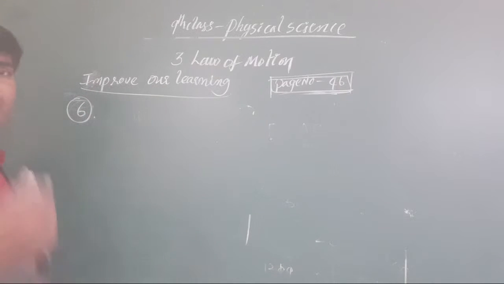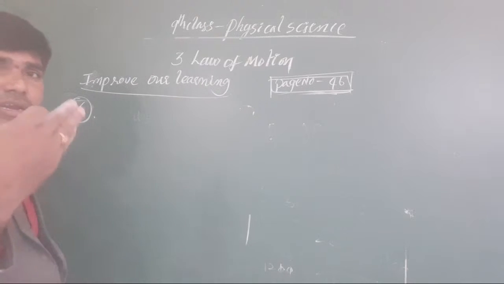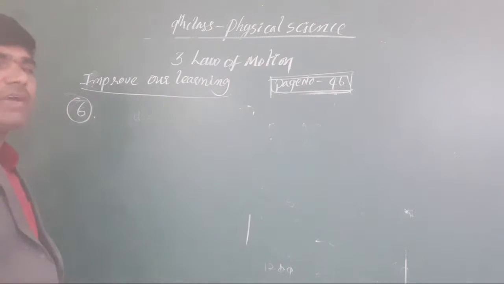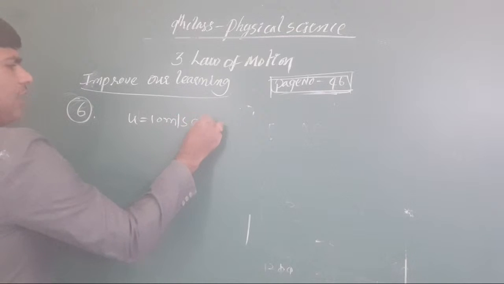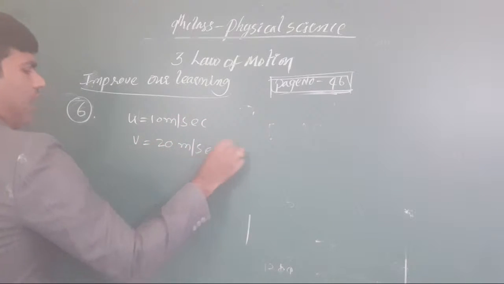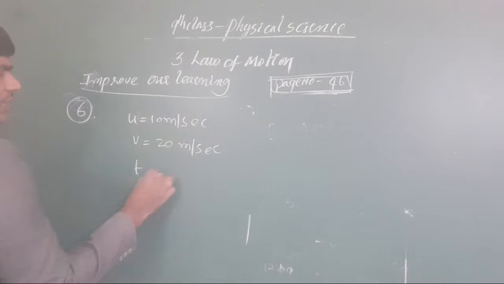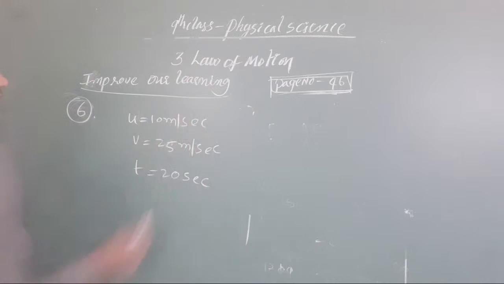The given values are u, v, m and t. We have to find the f value. u is equal to 10 meters per second, v is equal to 25 meters per second, t is equal to 20 seconds, and m is equal to 5 kg. We have to find out what is the force f.